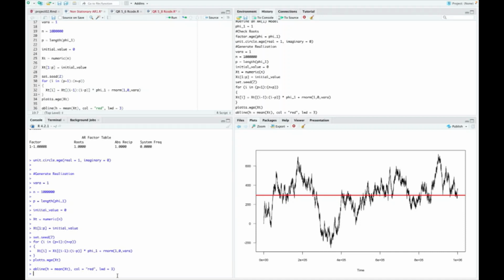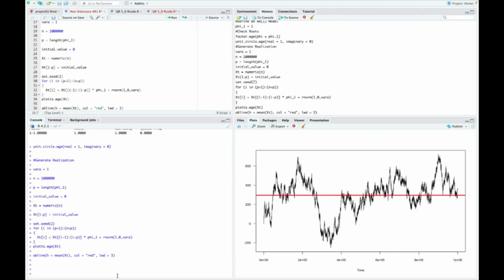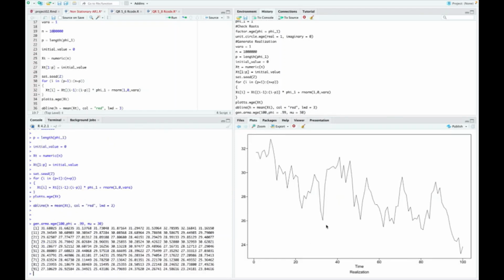So one last thing I wanted to show you here at the end was some tswge functions that will get at the same idea. If I did gen.arma.wge, arma being a stationary model, let's say I just did 100, let's say phi equals 0.99 again, and let's say mu this time equaled 30. So that's essentially just going to add a 30.